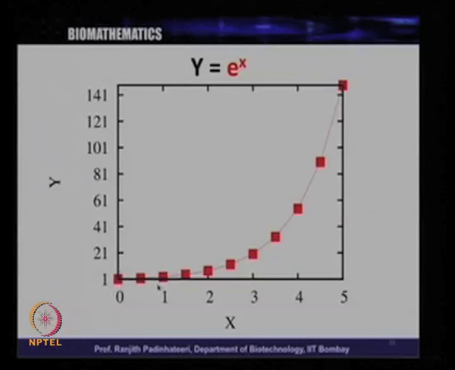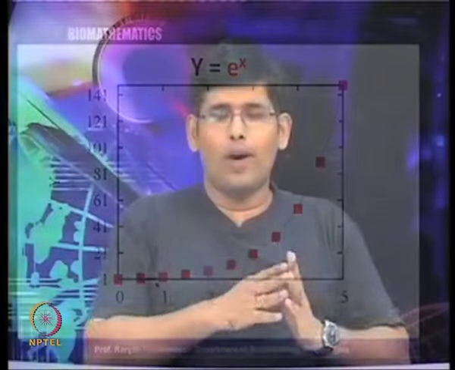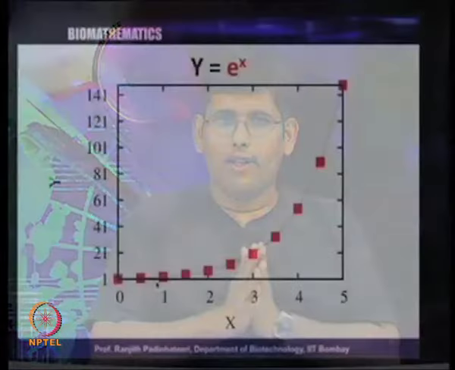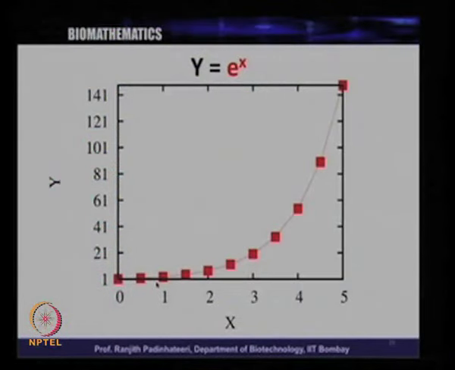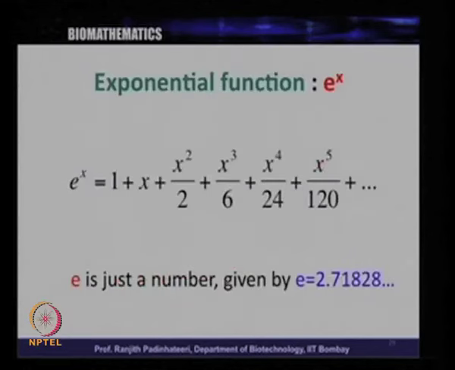Whenever you see a graph, you should remember two things: at the two ends, what are the values? At x equal to 0, e power x is 1. As x grows towards infinity, e power x grows. It is a curve, not a straight line, and you can see that it is increasing rapidly. We will see later whether it is larger than x or x square and so on. As we saw, e power x is defined as an infinite series.